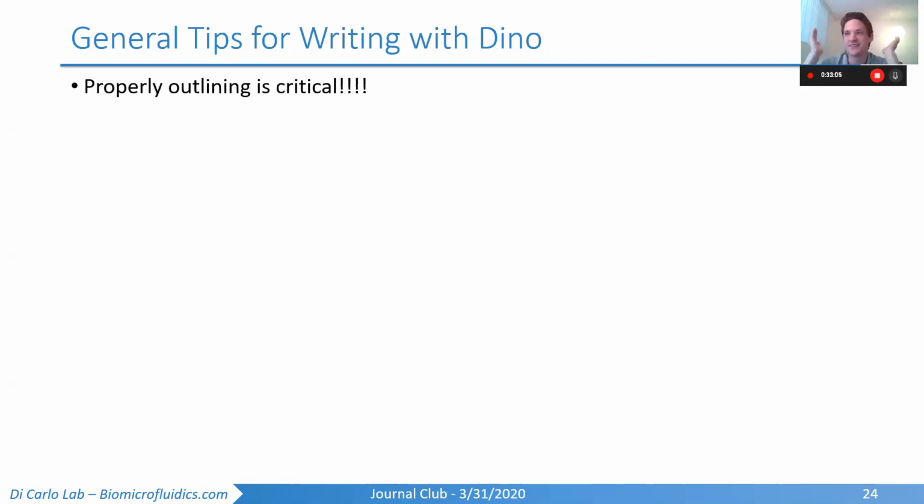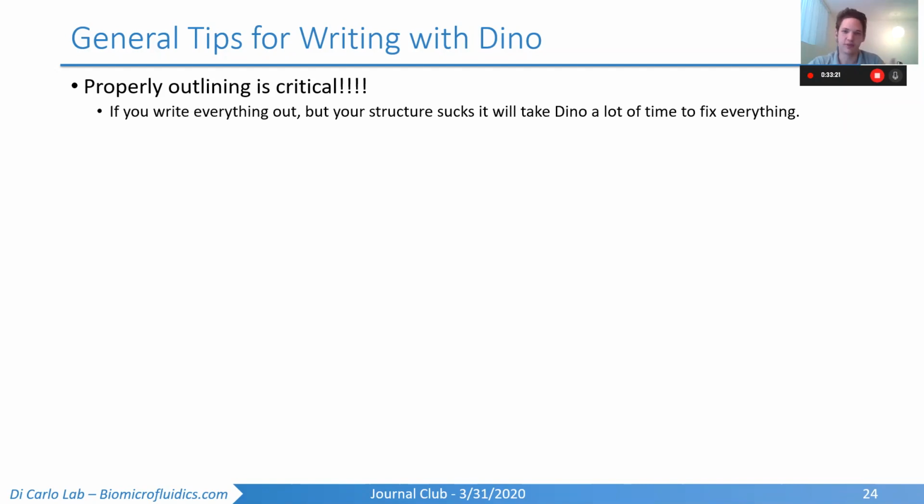I definitely emphasize this. Outlining is critical. The main reasoning is that if you don't structure your ideas well and you just write everything out, then when you send a draft to Dino, for example, and this applies to anyone, if your structure is bad and you have everything written out, it's really hard to revise, because instead of moving bullet points around, you're moving whole blocks of text and have to completely restructure how you're flowing your text between different paragraphs.